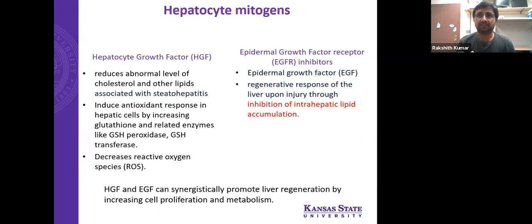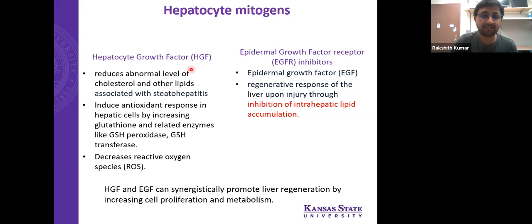Hepatocyte mitogens are the proteins which help in the proliferation of the hepatocytes. In this article, they have used HGF and EGF, that is, hepatocyte growth factor and epidermal growth factor. These both can be used in making the liver better, meaning to reduce the hepatocyte damage or liver injury.